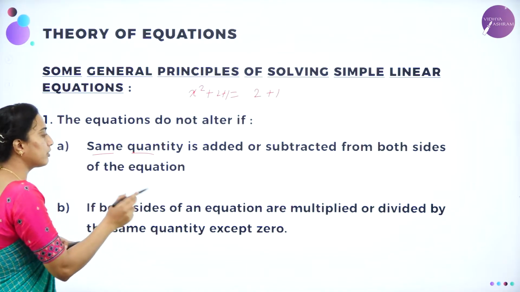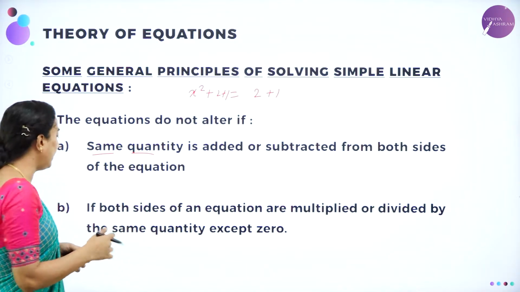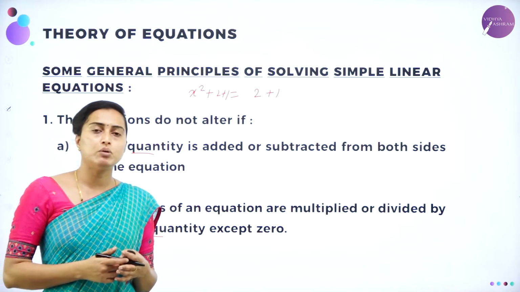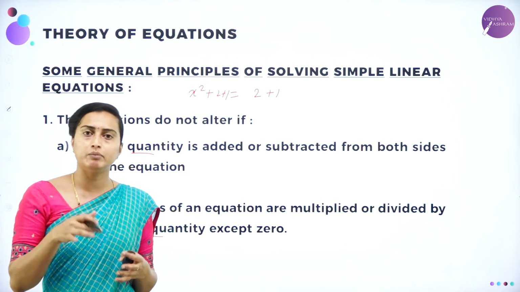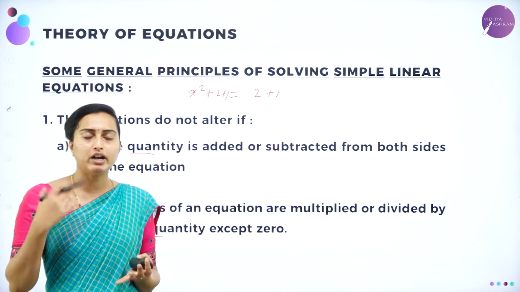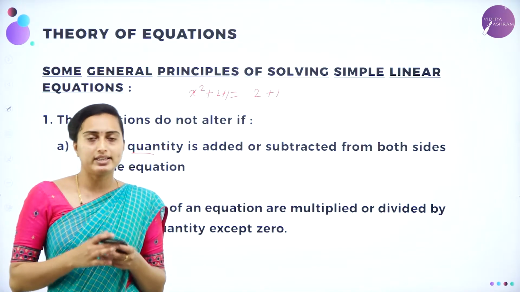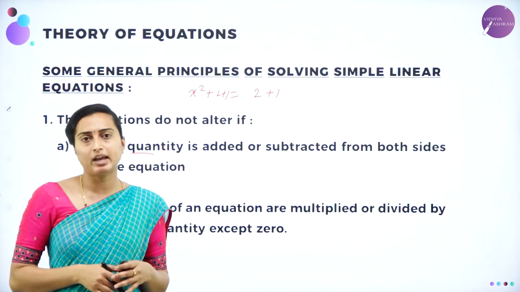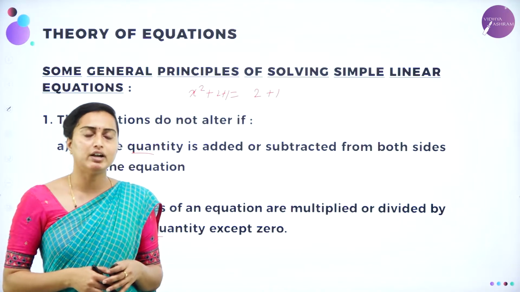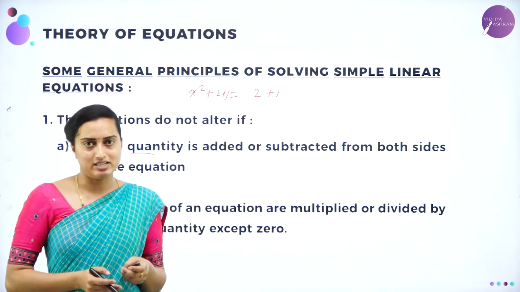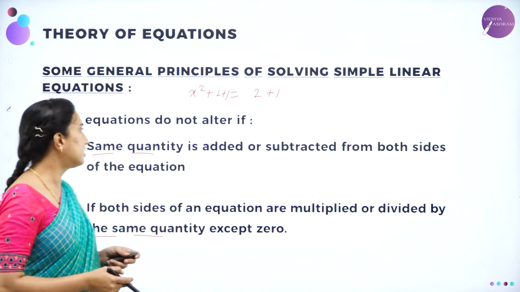Next, both sides of the equation can be multiplied or divided by the same quantity, except 0. Because if you multiply by 0, the whole term will become 0. If you divide by 0, the whole term will become infinite, that is undefined. So except 0, any other number can be multiplied or divided to the equation, for both the left hand side as well as the right hand side. Getting? This is one rule.